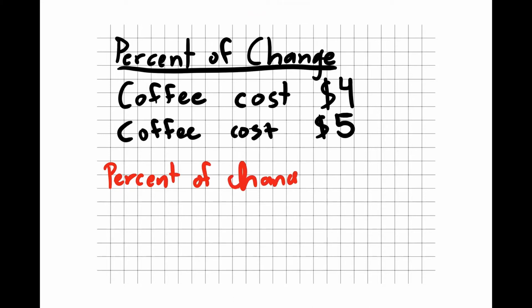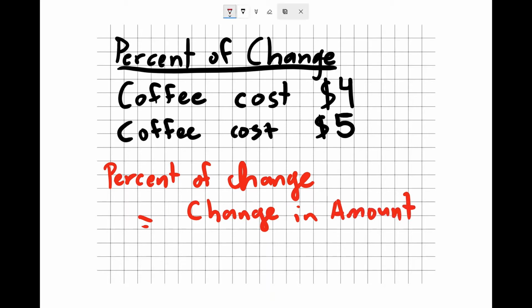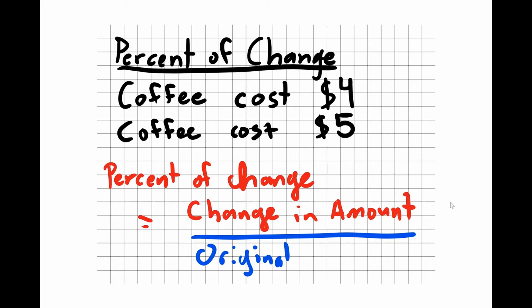For purposes of our lesson, what we are going to do is find the percent of change using the following formula. Percent of change equals change in amount over original amount. Okay? This is a fraction which we will later convert to a decimal and ultimately into a percent. Take a minute to write this down.